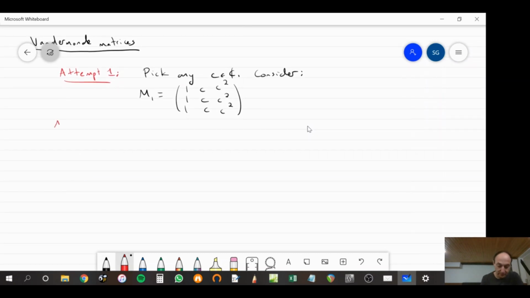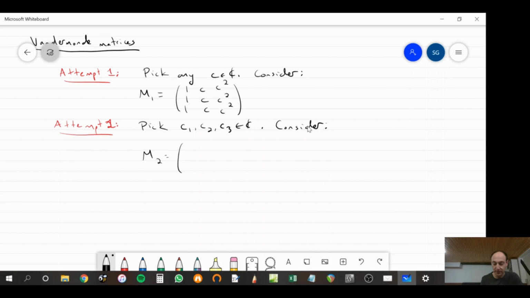Okay. But something very interesting happens. Attempt 2. If I now pick, and I really want to stress, distinct, well, okay, let me not get there just yet. Let me just pick 3 numbers. And now we consider the analogous matrix, which I want to call M2. So here I have 1, C1, C1 squared, 1, C2, C2 squared, 1, C3, C3 squared.